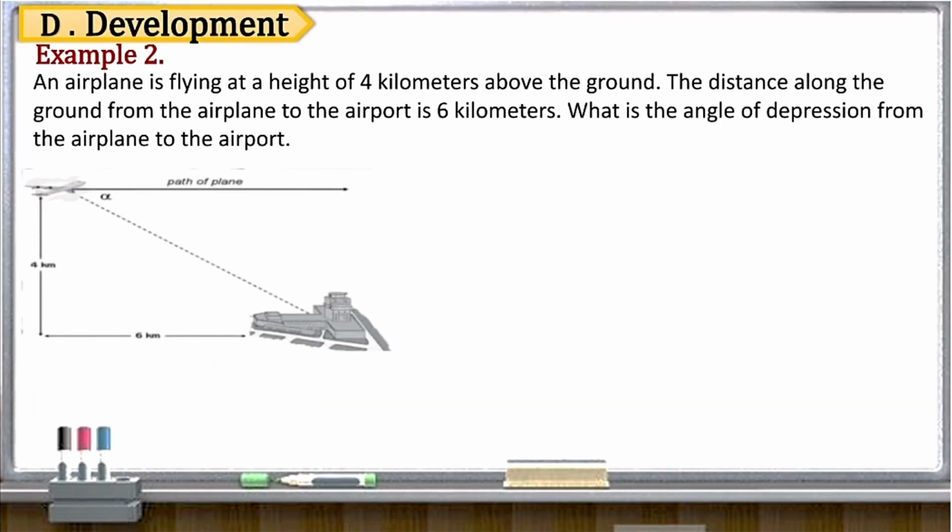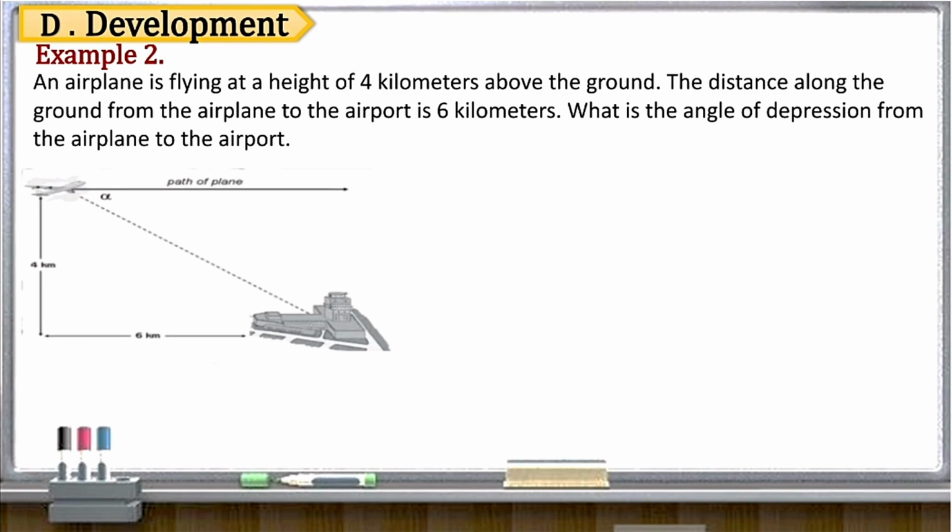Okay, next, example number 2. An airplane is flying at a height of 4 kilometers above the ground. The distance along the ground from the airplane to the airport is 6 kilometers. So, what is the angle of depression from the airplane to the airport?